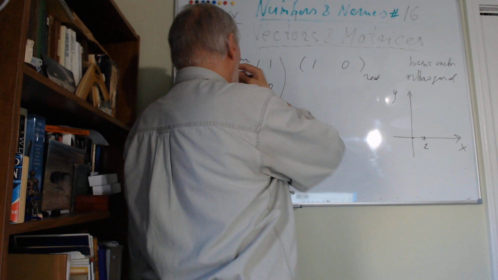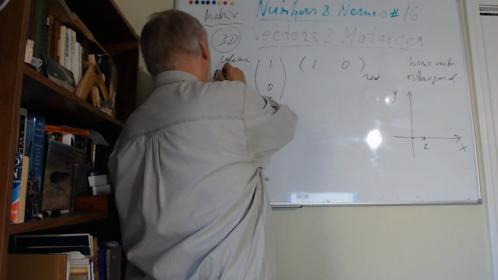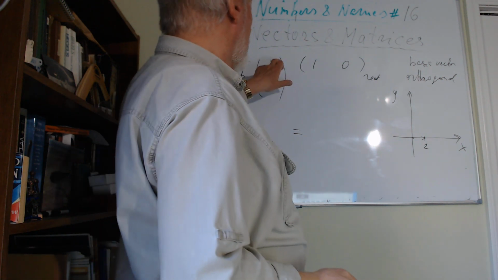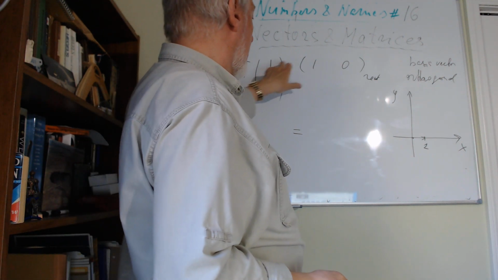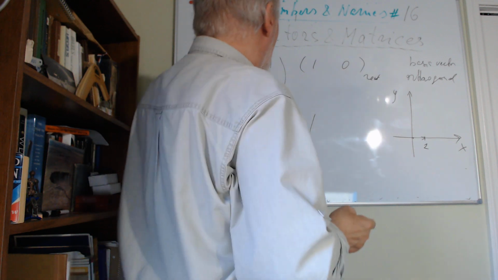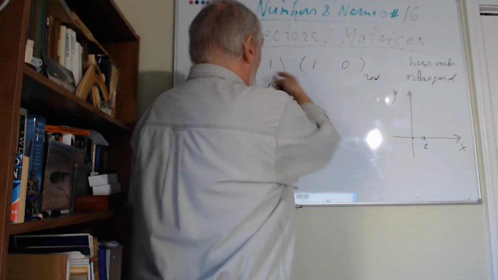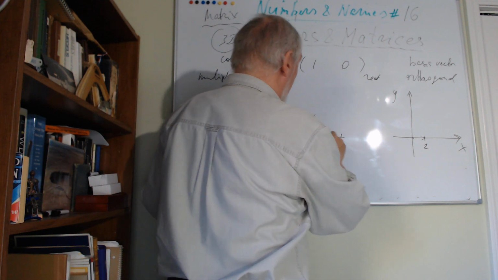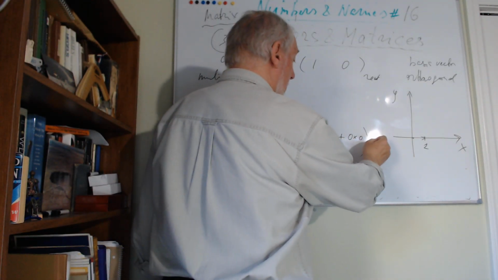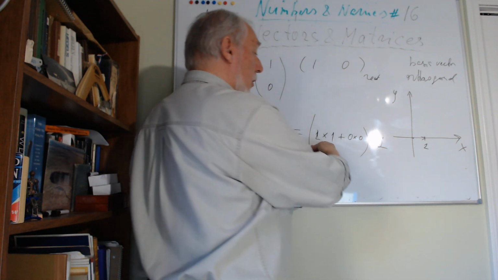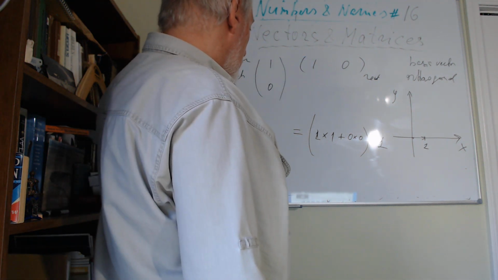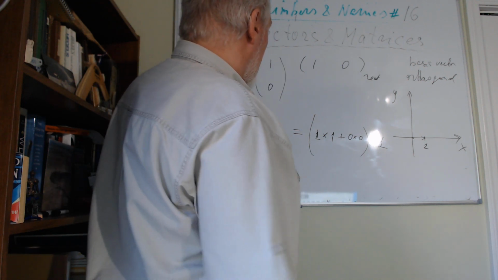Now let's try to do what is called multiplication of matrices. Multiplication goes this way. First of all, you take the first number here and the first number here, and multiply them. So 1 multiplied by 1, and plus the second multiplied by the second, 0 by 0. And that's it. The result is 1. Just 1.